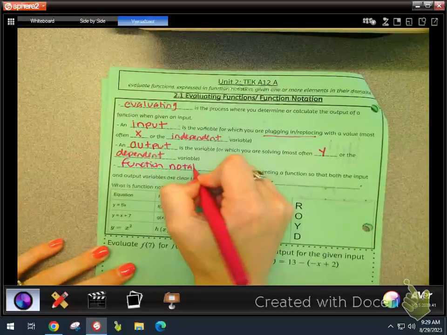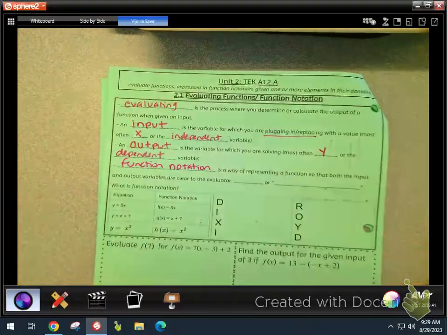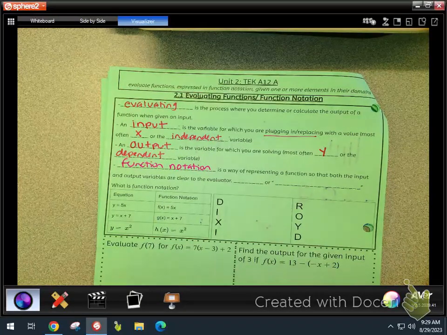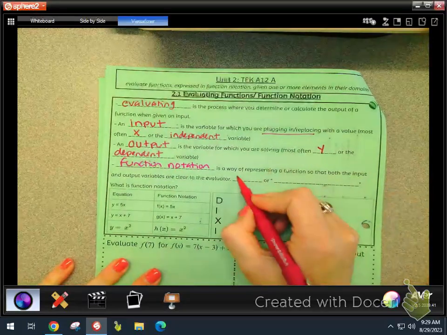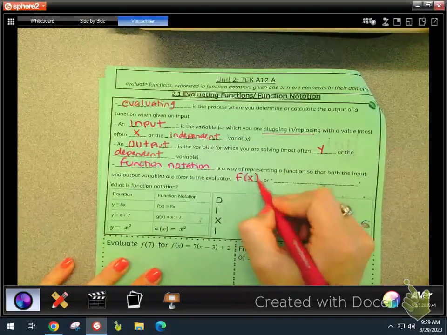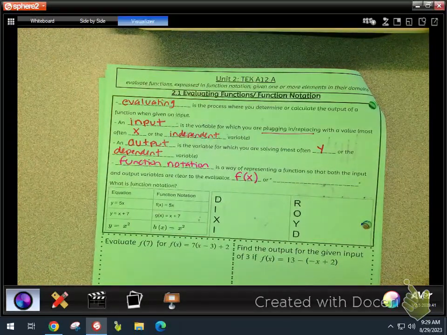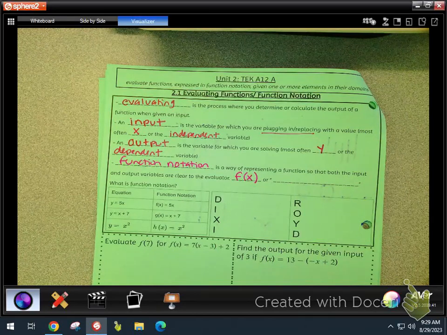Function notation is a way of representing a function so that both the input and output variables are clear to the evaluator. Function notation looks like this. I want you to look at how I wrote it, and then we're going to write it out in words next to it. So it's written f parentheses x. Okay? That parentheses does not mean multiply here, not in function notation land.